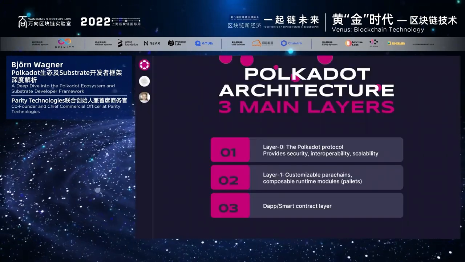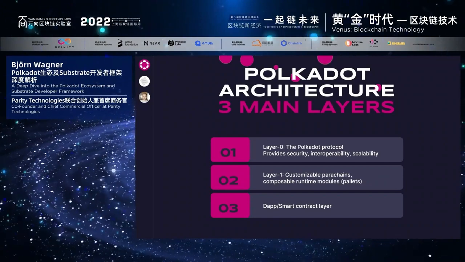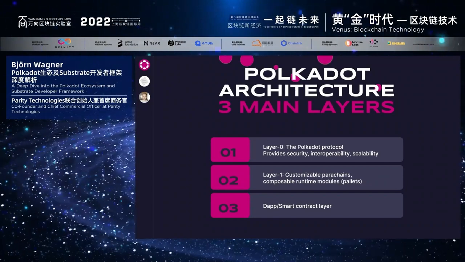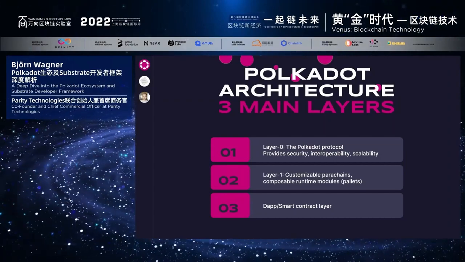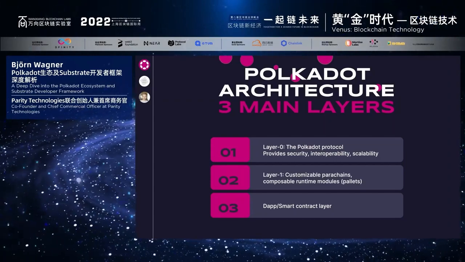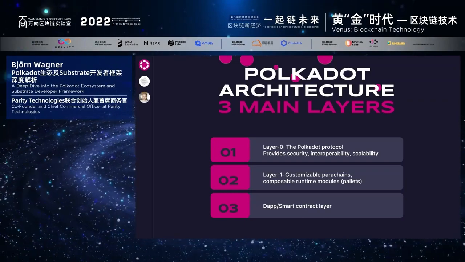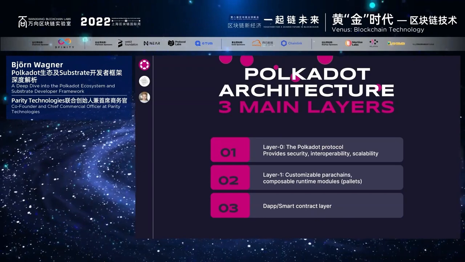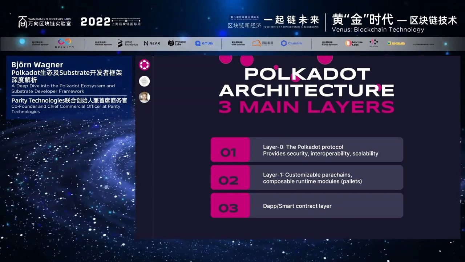Now, the third main layer of Polkadot is the application layer. Different parachains on Polkadot are purpose-built to support different types of applications. And some parachains also provide general-purpose smart contract environments that Web3 developers can use to write their own applications. dApps on Polkadot also benefit from the network's high security and cross-chain interoperability.